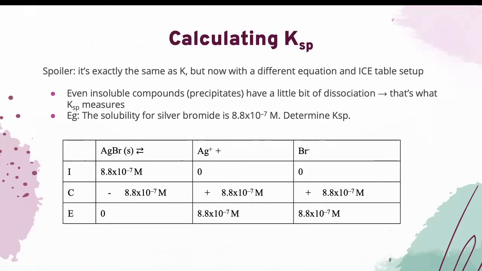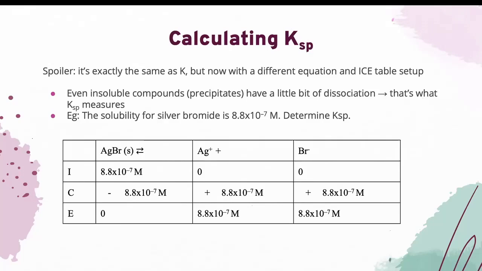So in this first problem, we're dealing with silver bromide. The solubility is 8.8 times 10 to the negative 7th molar. I have a bullet point at the top that says even insoluble compounds or precipitates have a little bit of dissociation, and that's what Ksp measures. You can also measure Ksp for a soluble salt. The Ksp will just be a lot higher. In this case, we're dealing with an insoluble salt, silver bromide. So the solubility is 8.8 times 10 to the negative 7th molar.